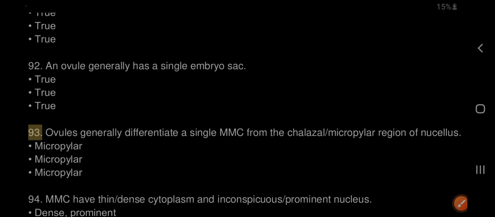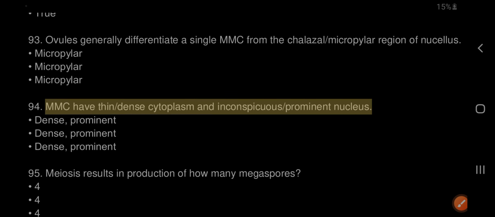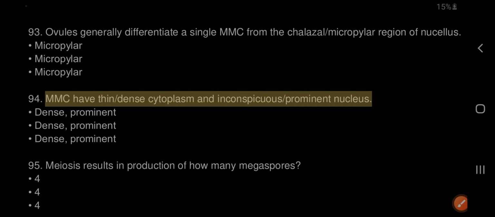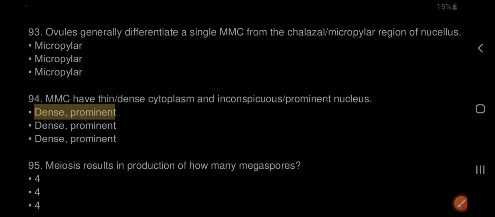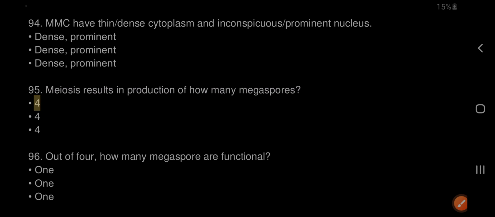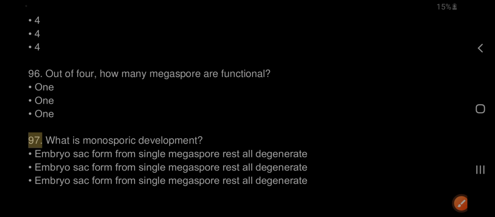Micropylar. 94. MMC have dense cytoplasm and a prominent nucleus. 95. Meiosis results in production of how many megaspores? 4. 96. Out of 4, how many megaspores are functional? 1. 97. What is monosporic development?